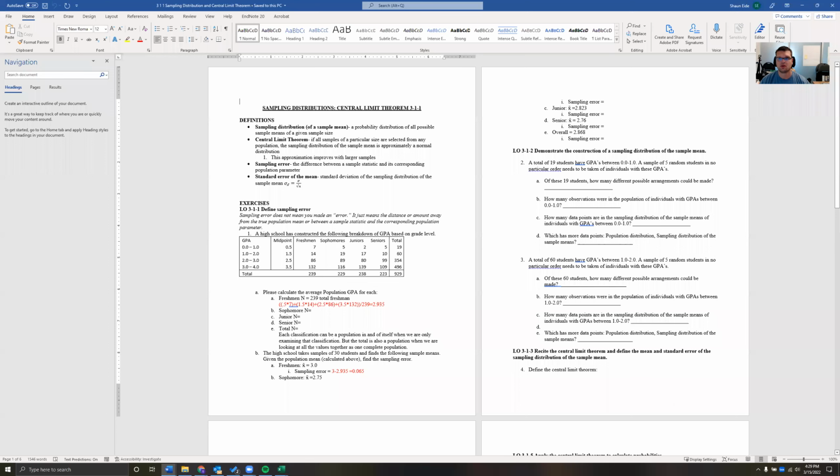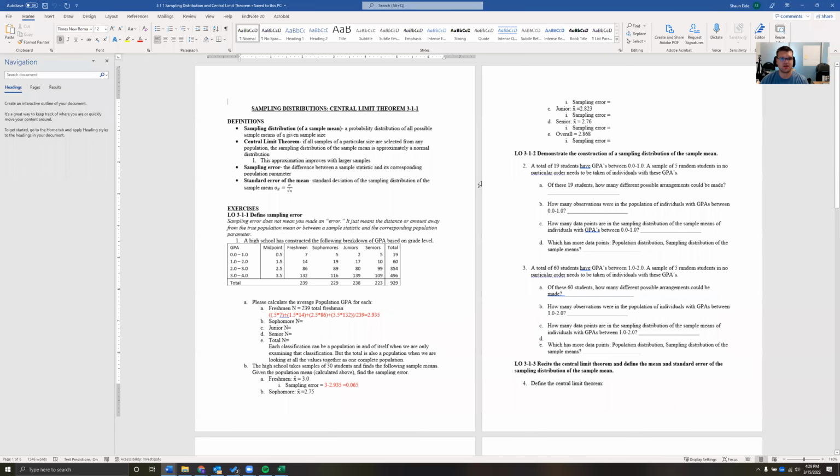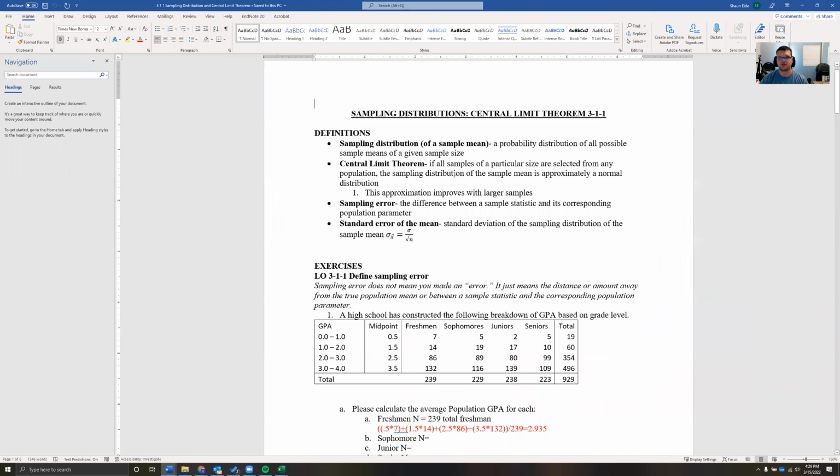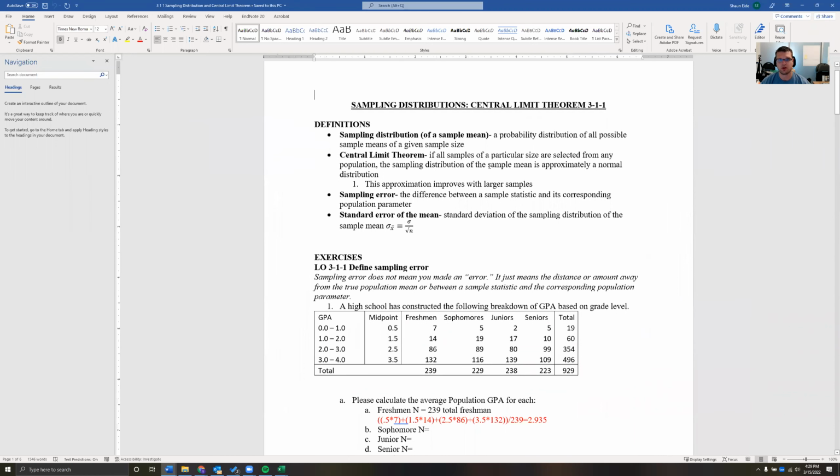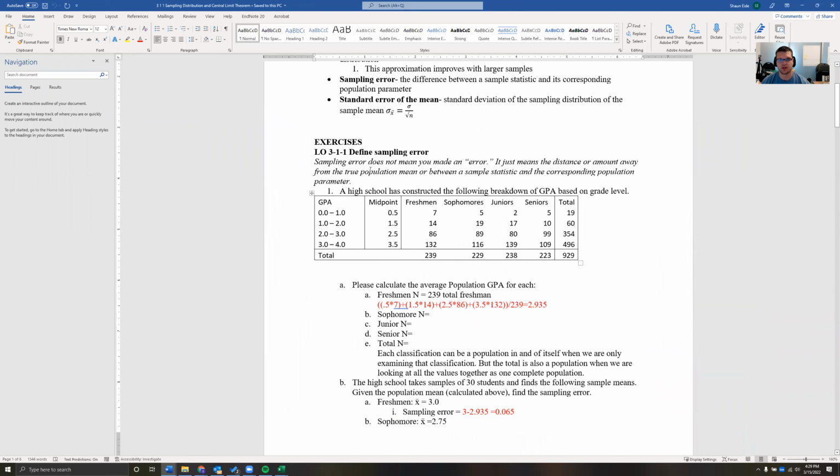Okay, I'm going to go over really quickly how to do this worksheet, the 3-1-1 worksheet. I'm going to go ahead and share my screen. Okay, and this is the worksheet that you guys have. And this right here, we're looking at sampling distribution and central limit theorem. And we're going to go ahead and start right down here.